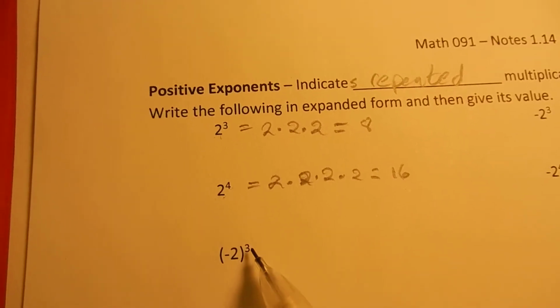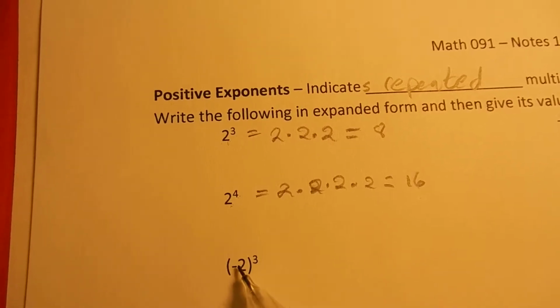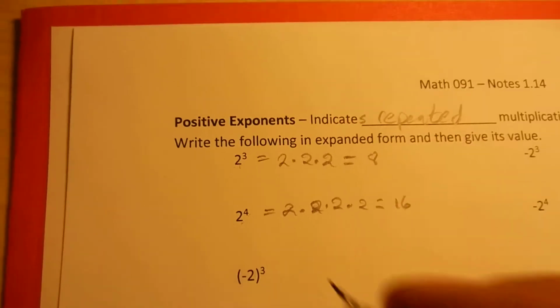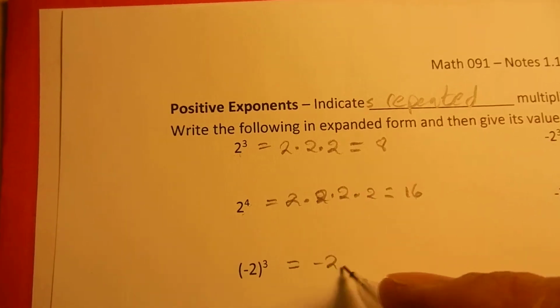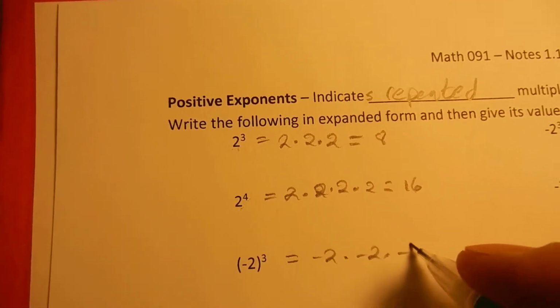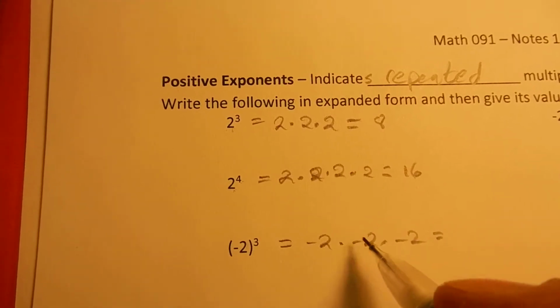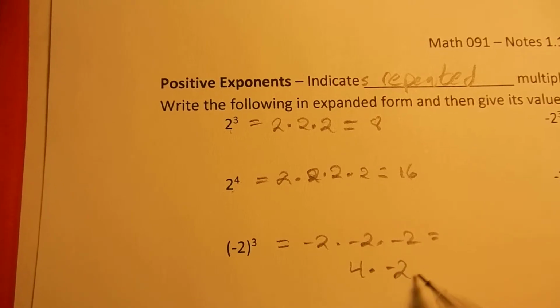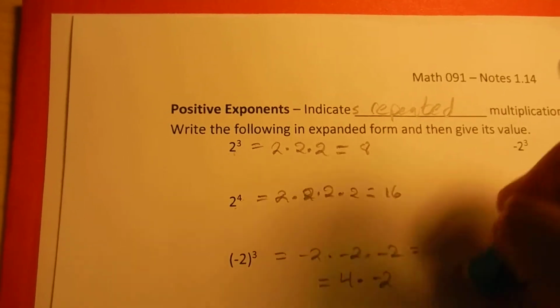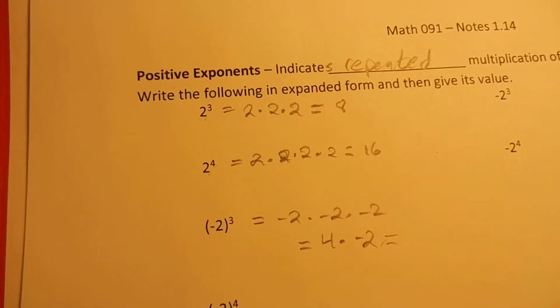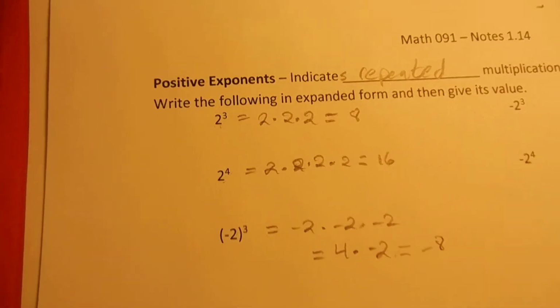As does this exponent. The exponent here, 3, the base being negative 2. So this is saying take 3 negative 2's and multiply them together. That looks like this. So multiplying this, we get a 4. It should come this way here. And that results in negative 8.